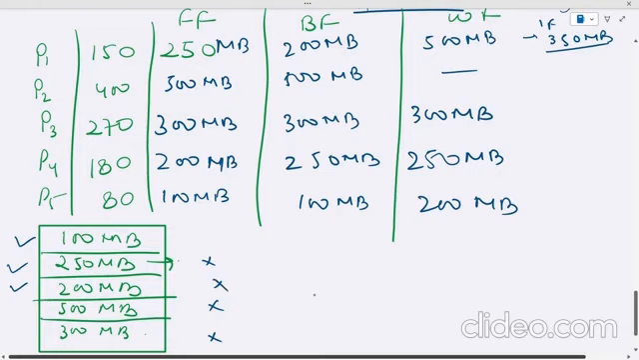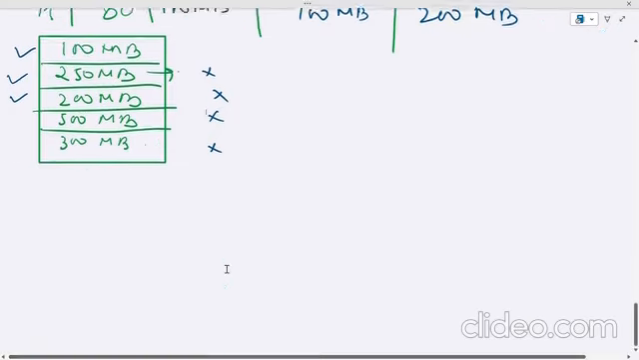So I hope you understand how we solve this question, how best fit works, worst fit works, and how first fit works. Okay, now you can write like that.